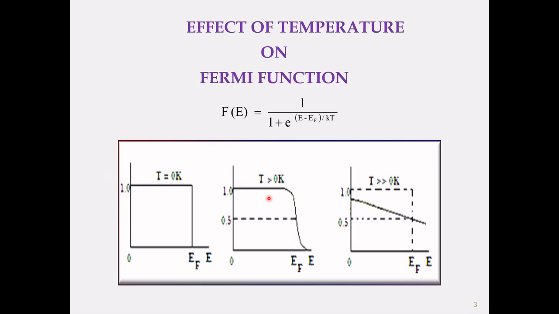Beyond 0 Kelvin, as we increase the temperature, some of the electrons may be excited to a higher level, so the Fermi level shifts. There may be some deviation in the Fermi level. At a higher temperature, more than 0 Kelvin, the Fermi energy level further shifts down. That is why the probability becomes 0.5.